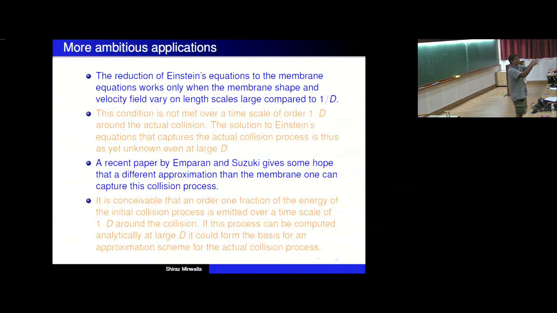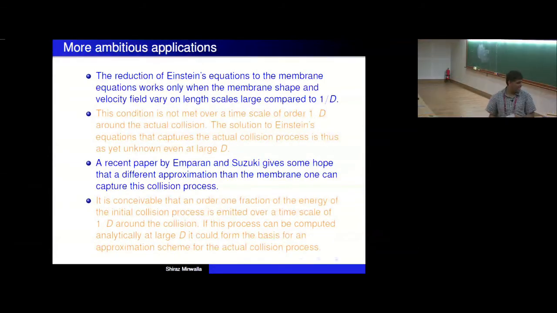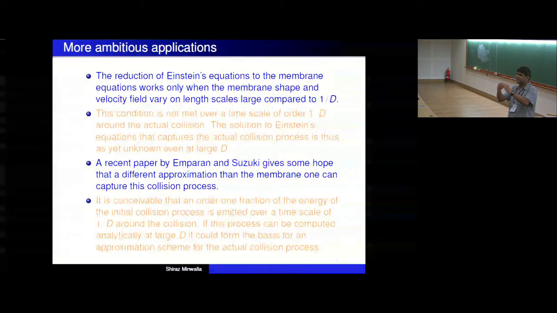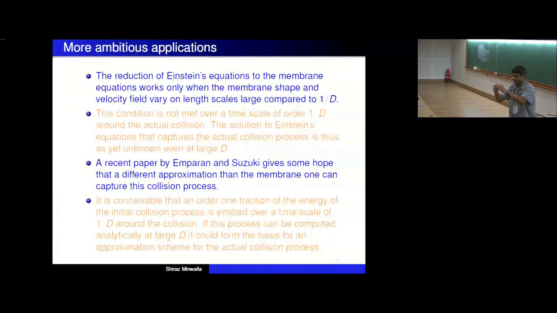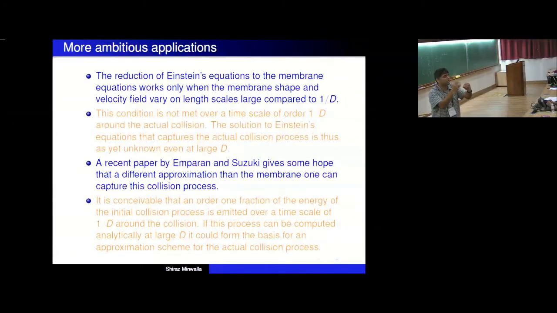However, at the time of the collision and for times of order 1 by D around that collision, these membranes are singular on the scale 1 by D. So this collision process has not even accurately been computed in the 1 by D approximation. Our membrane ideas don't go through there. A new approximation scheme would be needed for that.